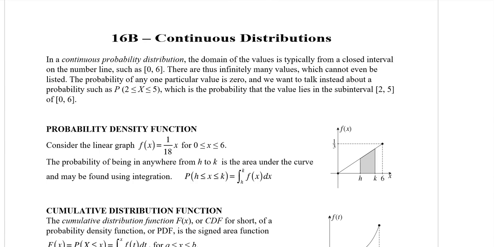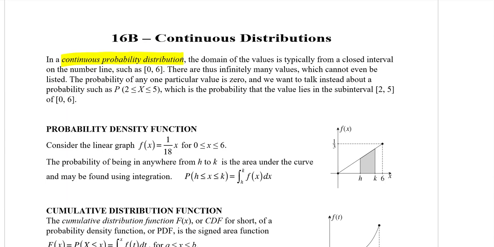All right, 16b is called continuous distributions. In a continuous probability distribution, the domain of the values is typically a closed interval on the number line, such as from 0 to 6. There are thus infinitely many values which cannot even be listed. That's continuous. A lot of the things we've been doing before were discrete.